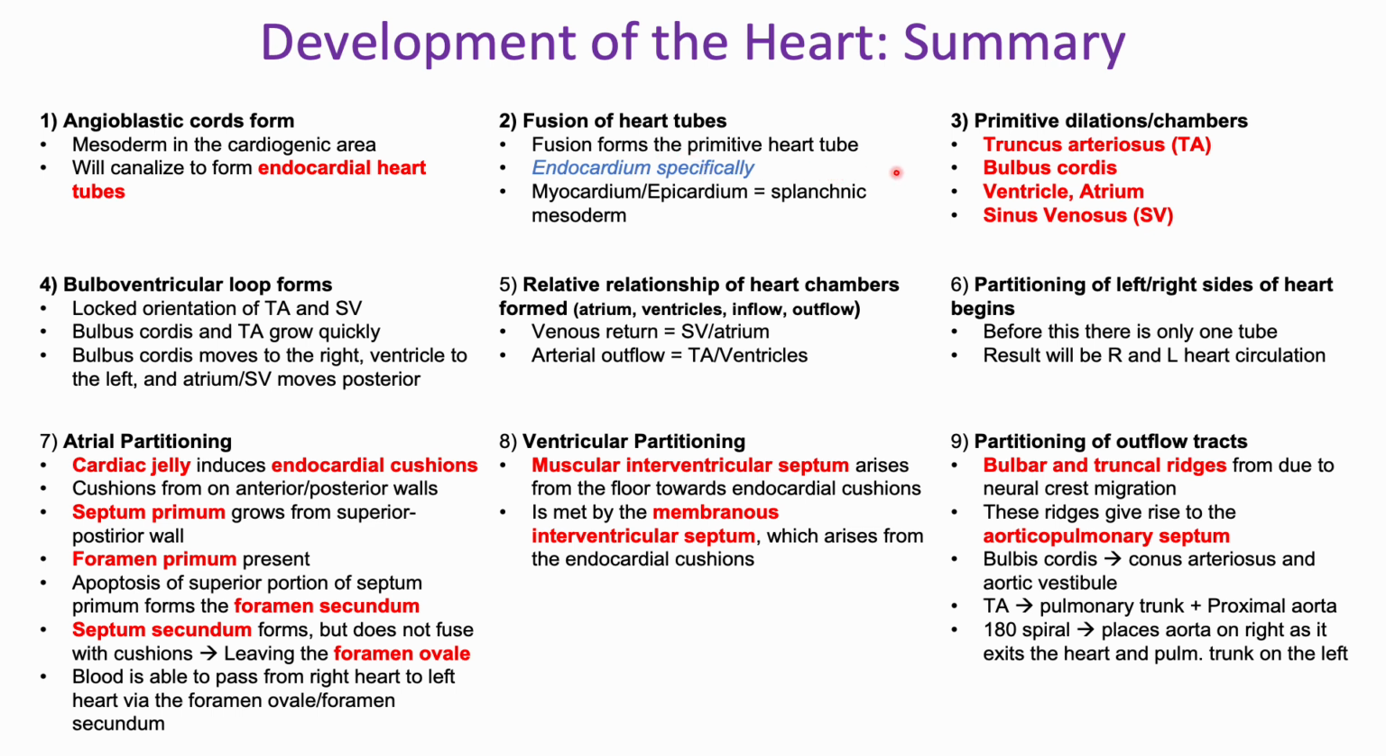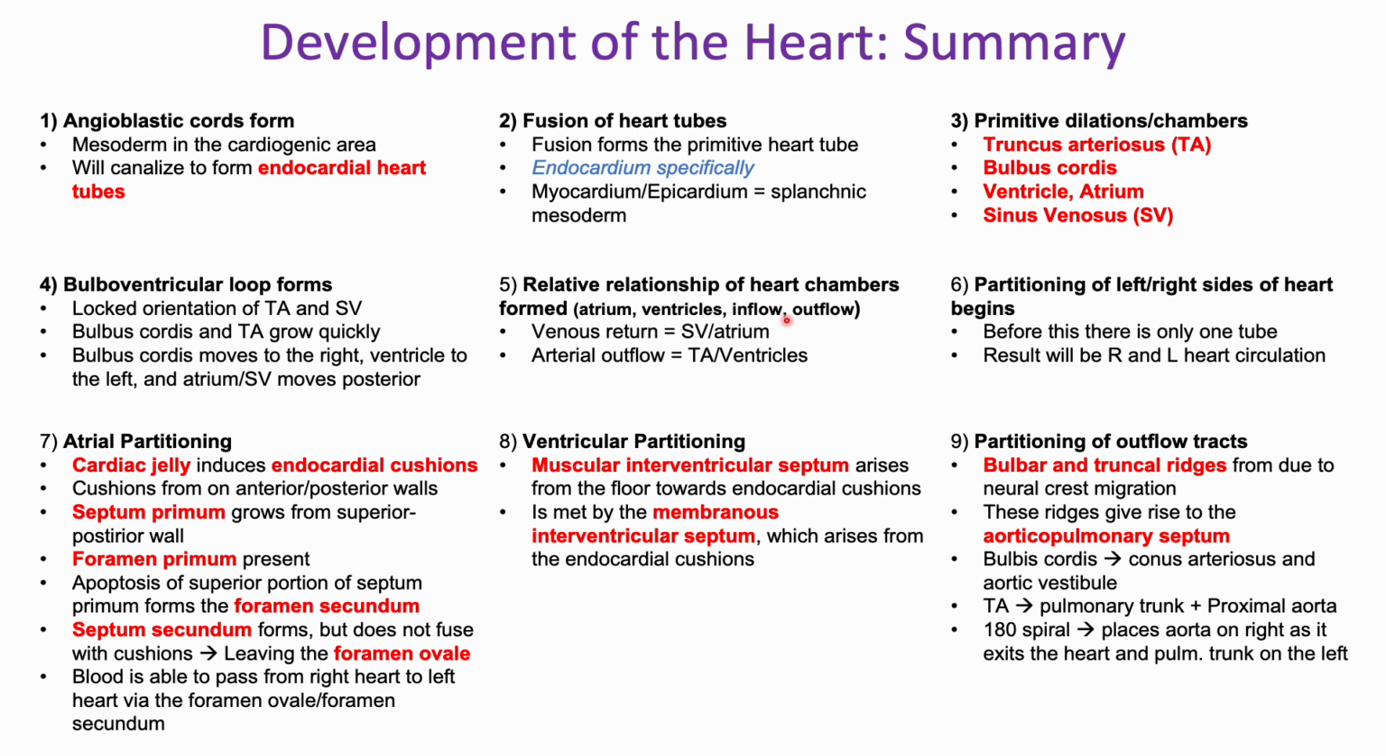Now, once the heart tubes fuse, we're then going to get primitive dilations. And so we have the truncus arteriosus, bulbus cordis, ventricle, atrium, sinus venosus from a superior to inferior standpoint. Because the truncus arteriosus and sinus venosus are locked into place because of their attachments, and there's differential growth between the bulbus cordis and ventricle, we get the bulboventricular loop. Okay, this is going to allow for the ventricle to shift to the left, the bulbus cordis to shift to the right, and then the atrium is going to shift posterior to the developing heart. And this is going to be the orientation that we're expecting for adult anatomy.